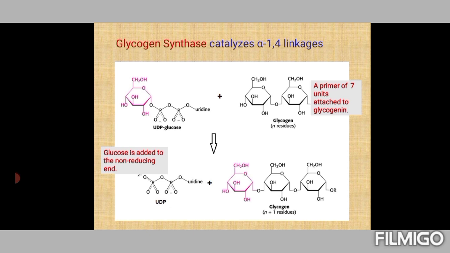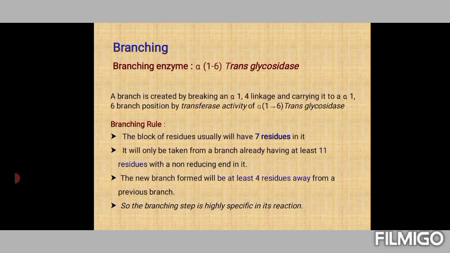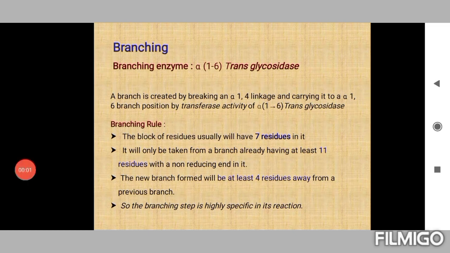Likewise, any number of glucose subunits can be added in alpha 1,4 fashion. But there is a problem. The glycogen synthase enzyme cannot catalyze branching of glycogen. So for branching, another enzyme is involved, just like in glycogen degradation there were different enzymes for debranching. Here also there is an enzyme for branching purpose. The name of the enzyme is alpha 1,6 transglycosidase. And this branching enzyme is very specific in its action.